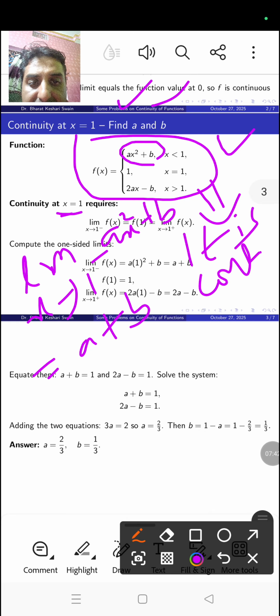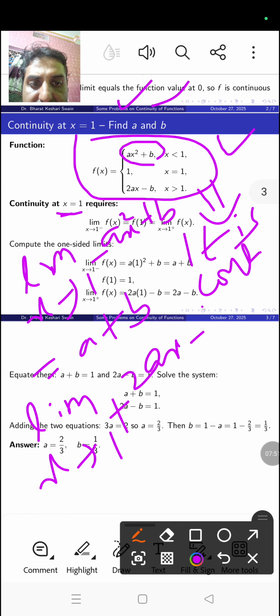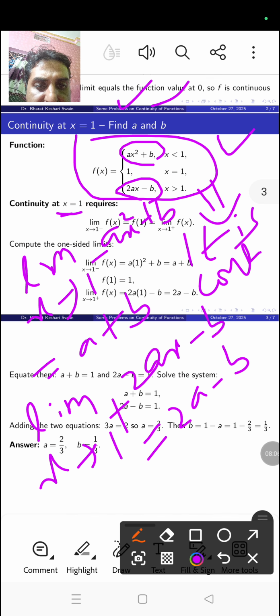Okay, then your right hand limit means limit x tends to 1 plus, 2ax minus b, because 1 plus means it is greater than 1 and it is defined by 2ax minus b. So the value will be what? 1 in place of x. So 2a times 1 minus b. So it will be 2a minus b. So this is your right hand limit.